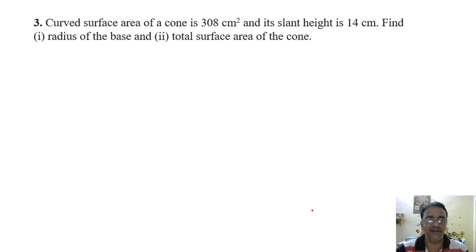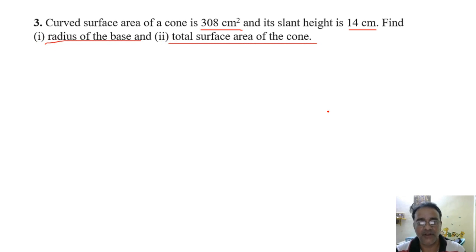Now we'll move to the third question. In this question, curved surface area is given and slant height is given. We need to find the radius of the base and total surface area of the cone. So what is the formula of curved surface area? Pi r l. So this is pi r l actually.